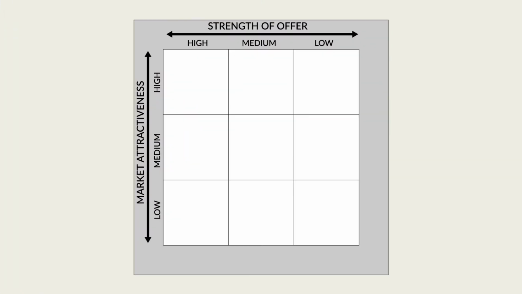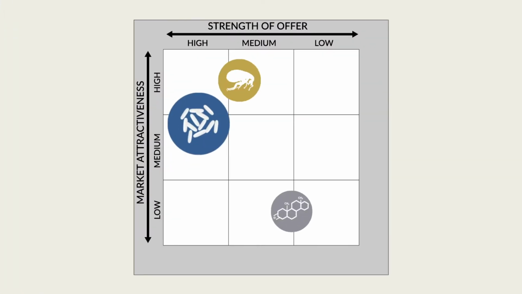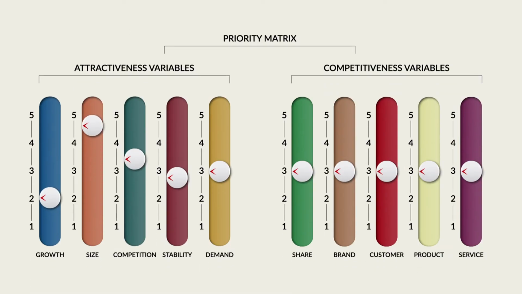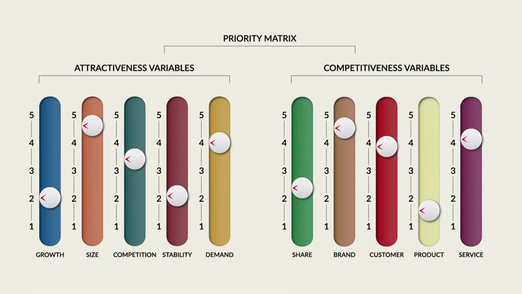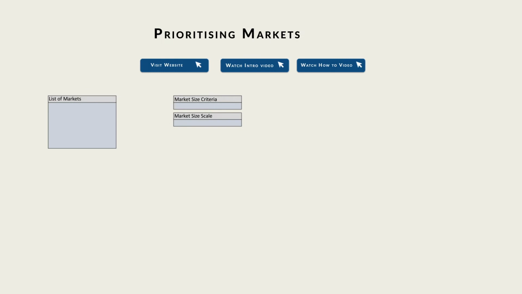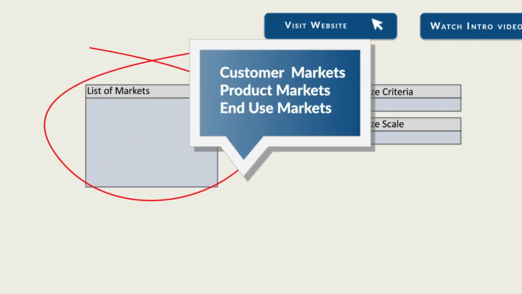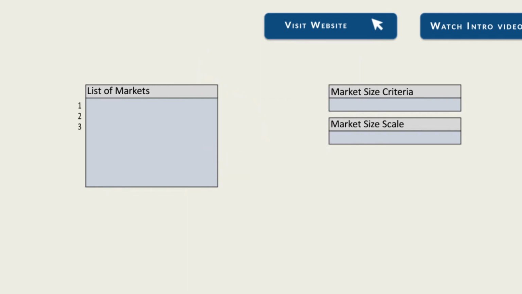Okay, so the intro video showed you what the priority tool does, and this video will show you how it does what it does, how you complete the spreadsheet. So you add your list of markets into this box here, and you'll recall they can be customer markets or product markets or end-use markets. And you can add a maximum of 8 markets in this version.